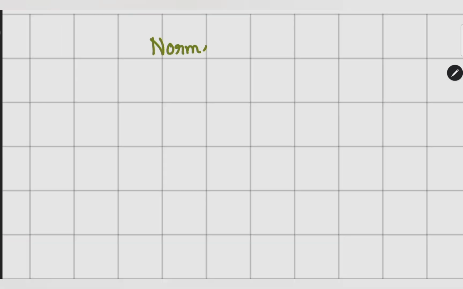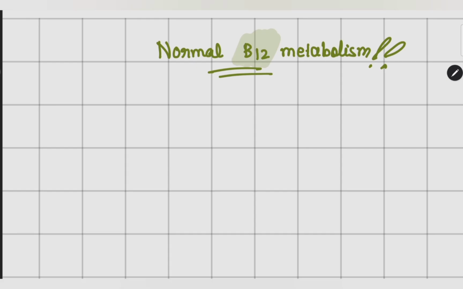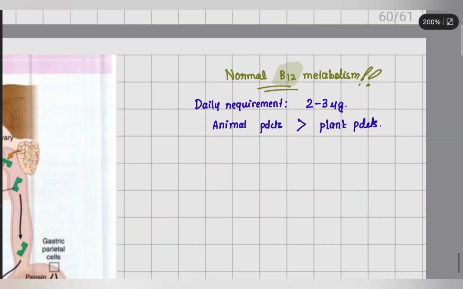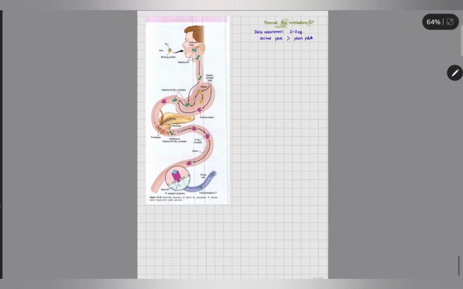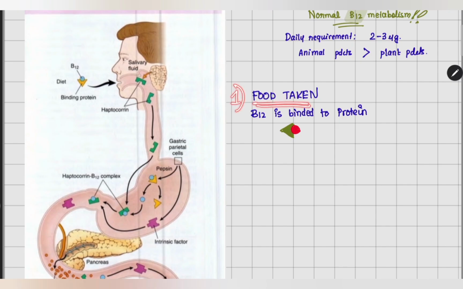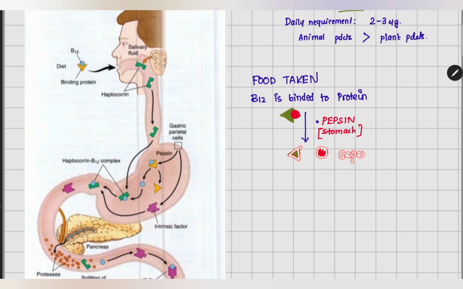Now let's learn about normal B12 metabolism. Our daily requirement of B12 is around 2 to 3 micrograms, and animal products are a greater source of B12 than plant products. So now let's look into the metabolism process. First, the food is taken and the B12 present in the food is bound to a protein. Now, pepsin is released from the stomach. This pepsin will separate the protein from the B12.